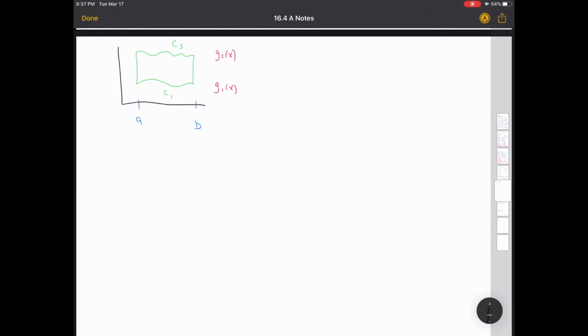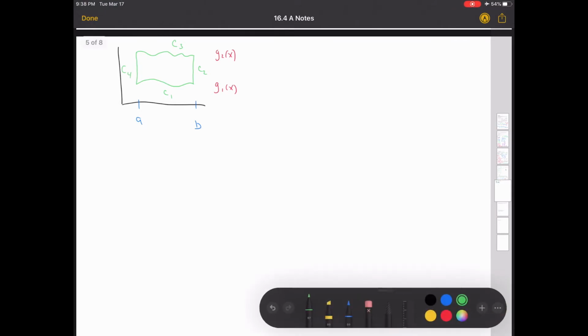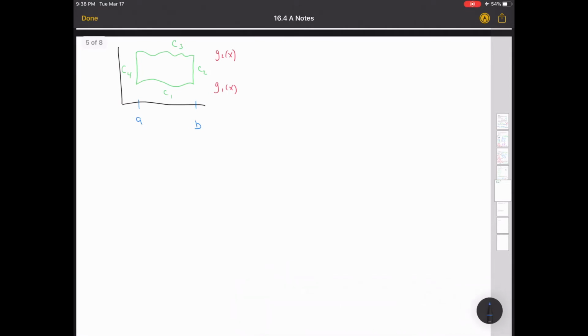So we're actually going to call this part right here C2 because it's part of the enclosure there. Because remember, this has to be a closed, positively oriented figure. So in order to positively orient this thing, it's got to be going in this direction all the way around, something like that. Okay, so we're going to do this in two parts.